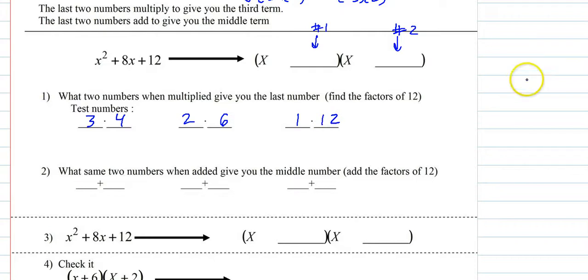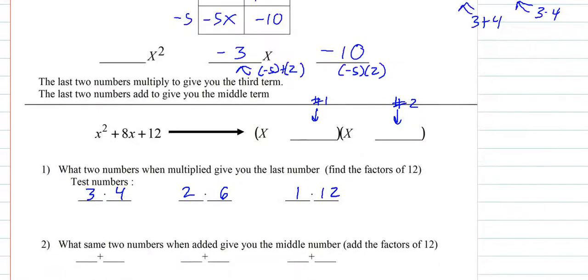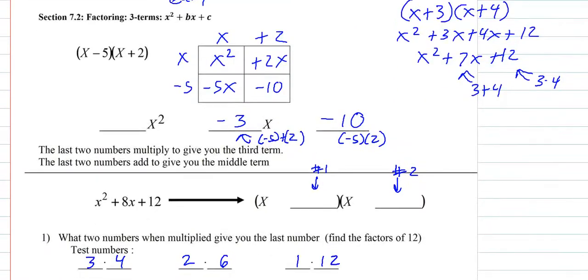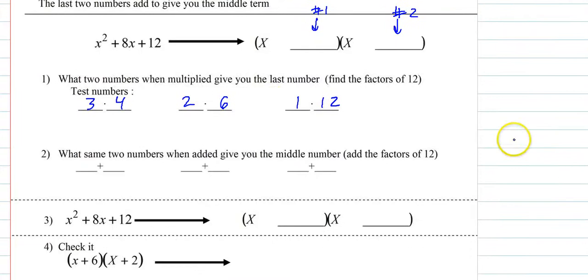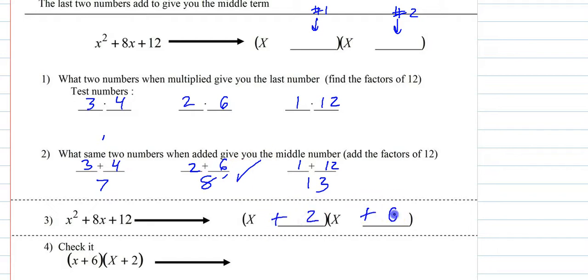On the second part, if we go back, they have to add up to give you the middle number. So what same 2 numbers, when added, give us the middle number? So we have 3 and 4, 2 and 6, 1 and 12. And we get a sum of 7, 8, and 13. So which of those add up to give us 8? The middle one, right there. So that means our answer is x plus 2, x plus 6.